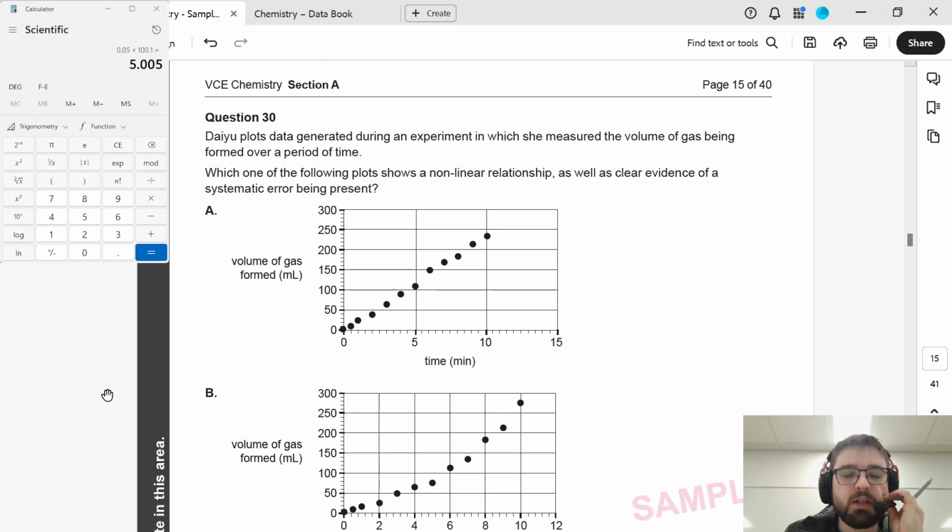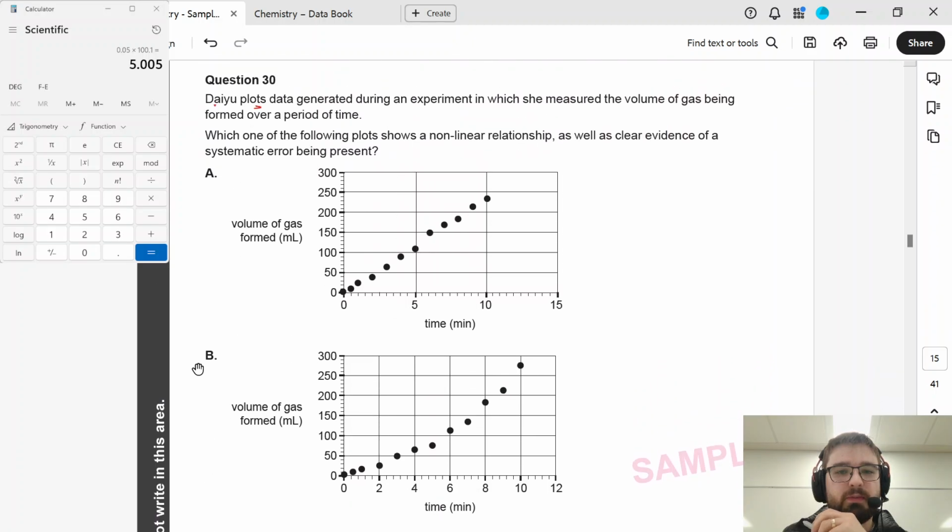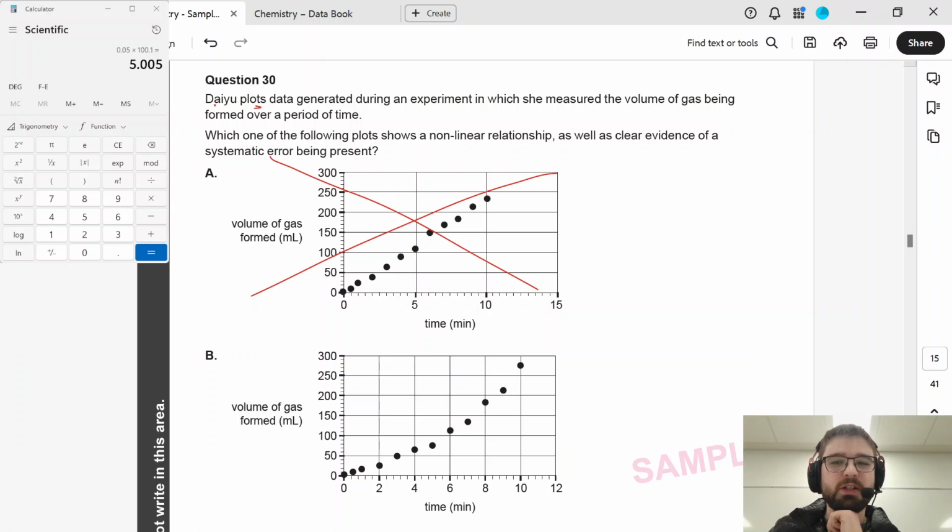Dayu plots data. For some reason, I thought this was some type of graph that we'd never covered. Dayu plots data generated during an experiment in which she measured the volume of gas being formed over a period of time. Which one of the following plots shows a non-linear relationship? Well, first up, does it not look like a straight line? That looks like a straight line to me, so I'm just going to chuck that one out. As well as clear evidence of a systematic error being present.